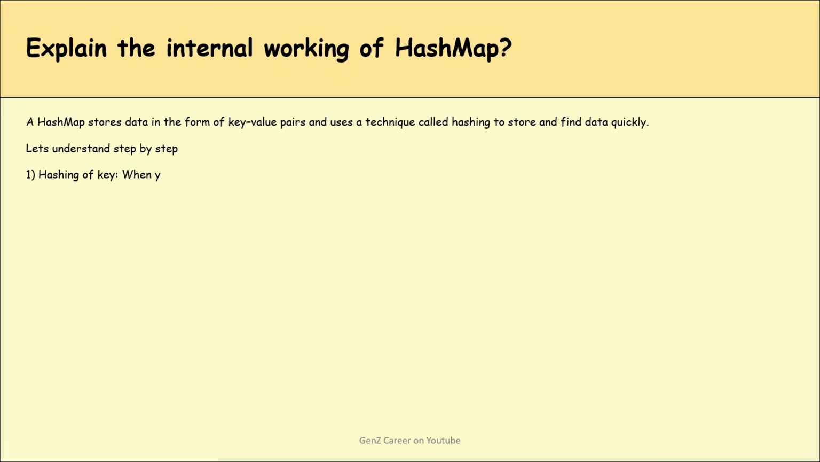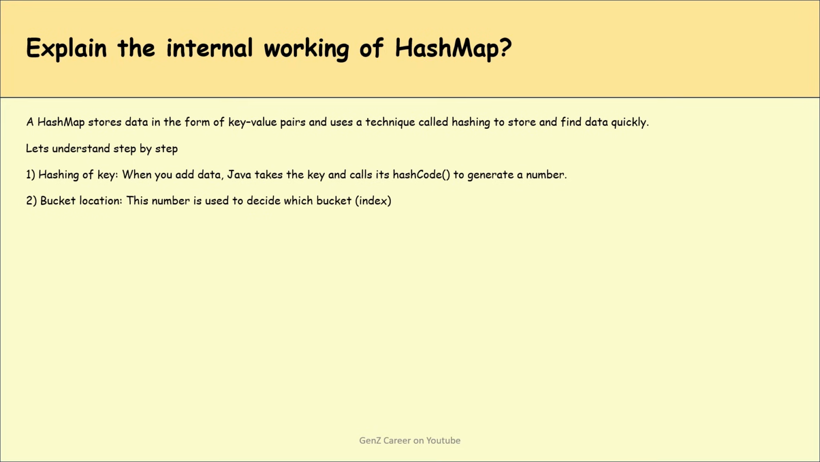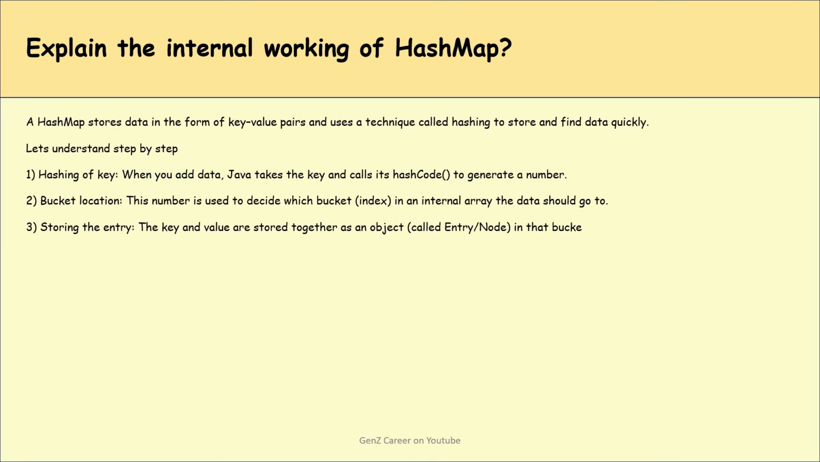First is hashing of the key. When we add data, Java takes the key and calls its hashCode method to generate a number. Second is bucket location. This number is used to decide which bucket in an internal array the data should go to. Okay. Third is storing the entry. The key and value are stored together as an object in that bucket.